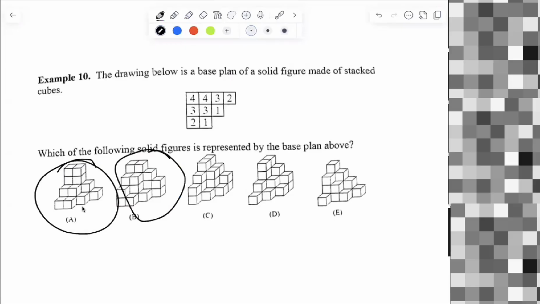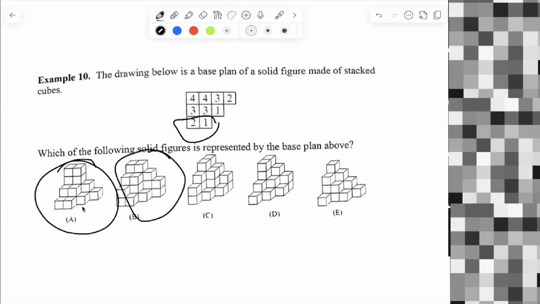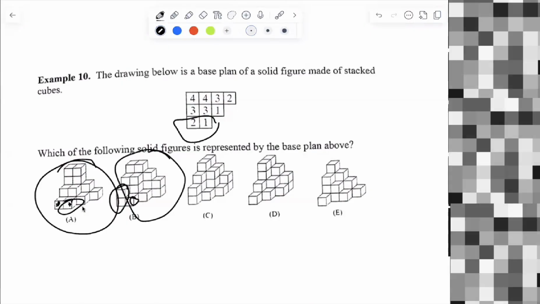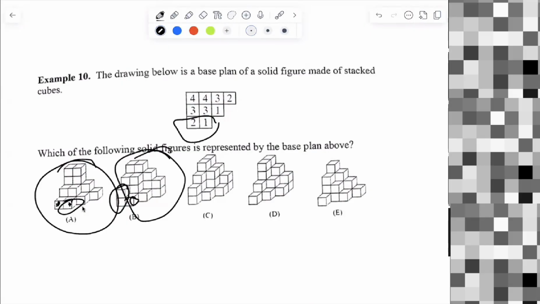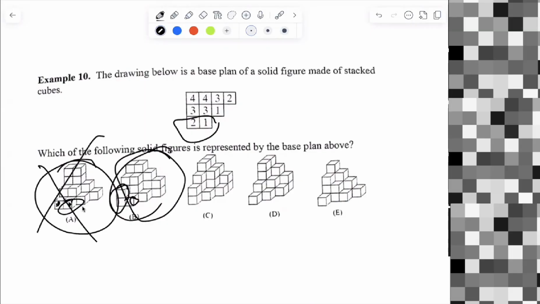Now let's look at this row. 2, 1. All right. This does not give you two. It only gives this as one. This gives you two, but gives this also one. So this works, since that's the only option left we have. So the answer is B.